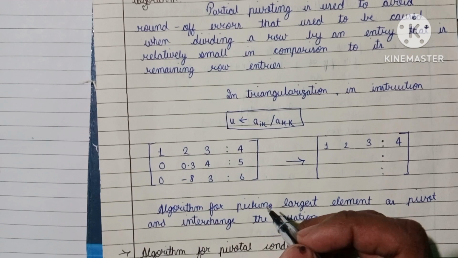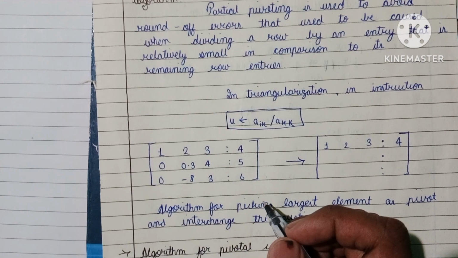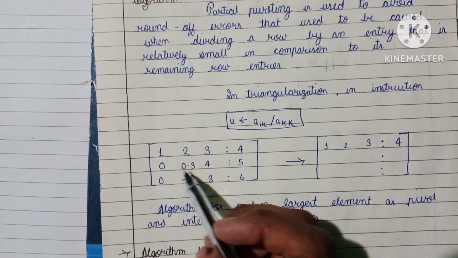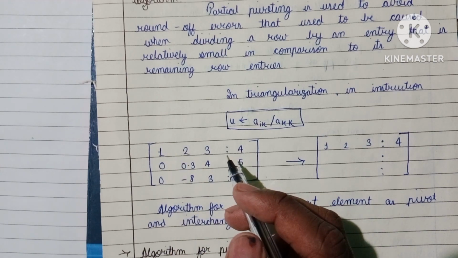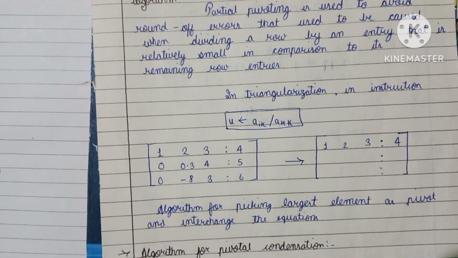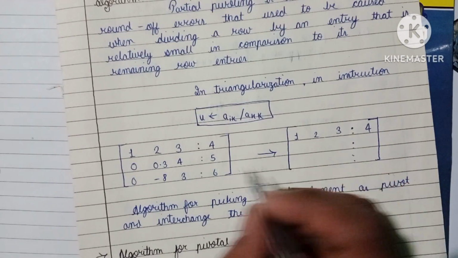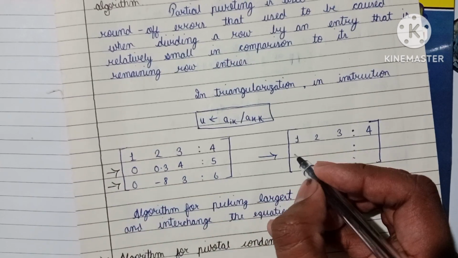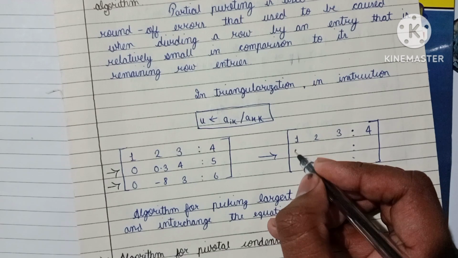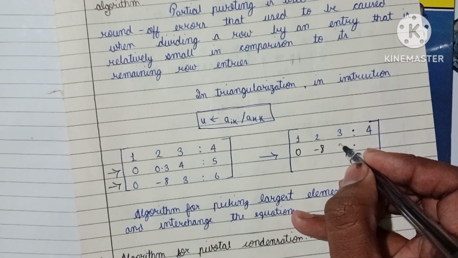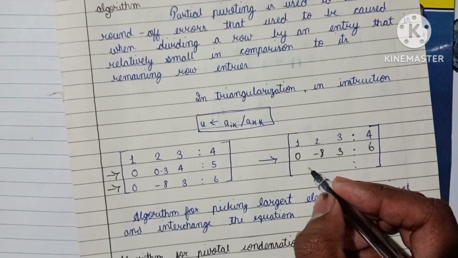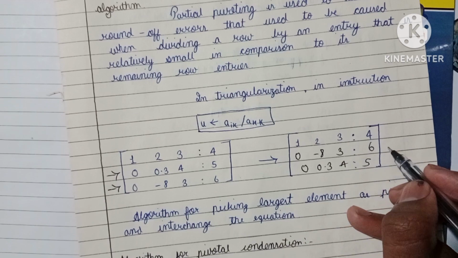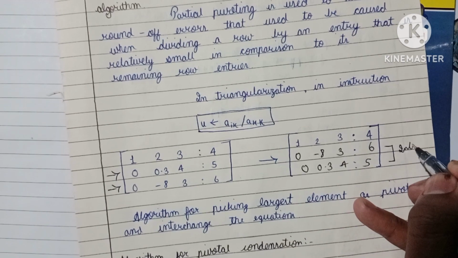Let us explain it with an example. In this set of matrix, we have seen that this will lead to meaningless results. So for this we have done a partial pivoting, meaning the elements of this row have been changed with this row. So after partial pivoting it becomes 0, -8, 3, 6, and it becomes 0, 0.3, 4 and 5. We just interchange two rows.